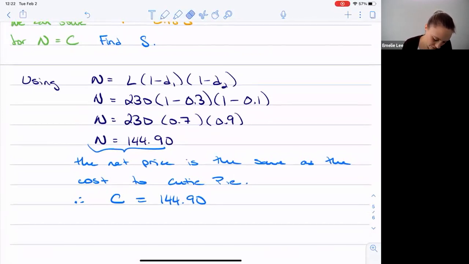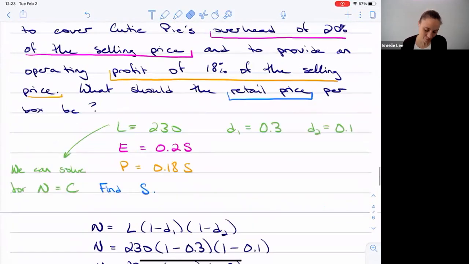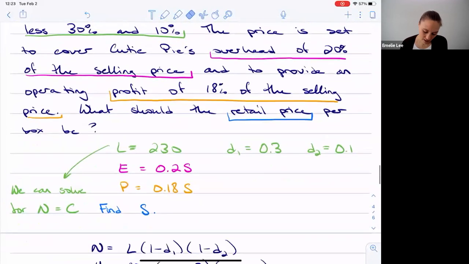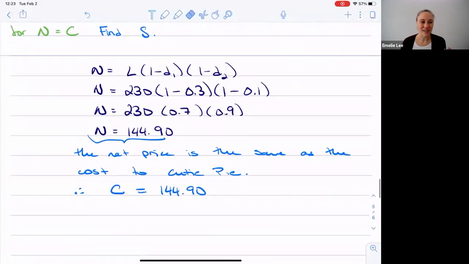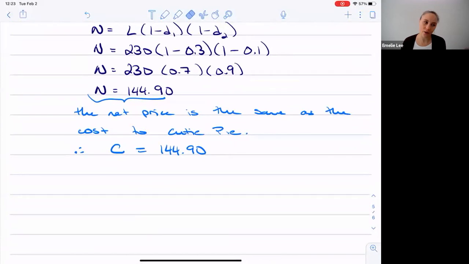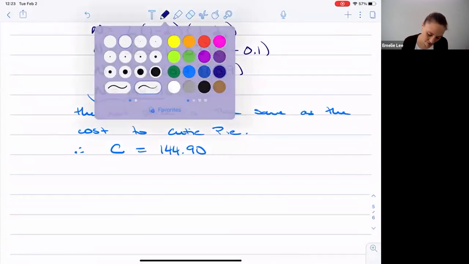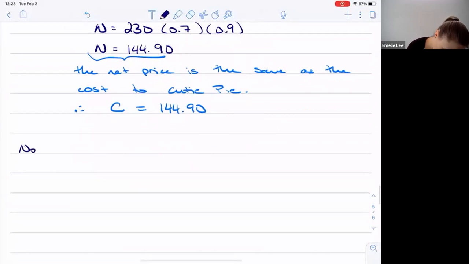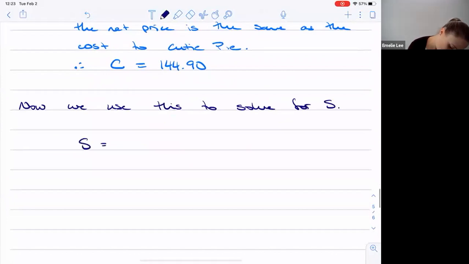I was going to just write out the formula and then apply the formula, but then I just went for it. Just dive right in. So now I have the C, and now I feel more comfortable. So now we use this to solve for S, which is what we wanted. And we said, okay, S is C plus E plus P.